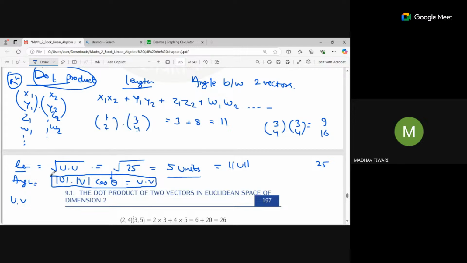Then we will move on to some other things, like the norms and other things. Up to this part, is that clear? Three things you need to keep in mind: dot product, length, and angles. Anyone having any query related to this?